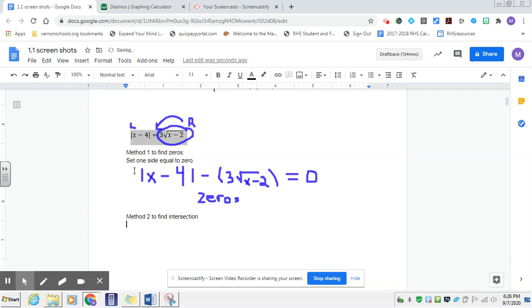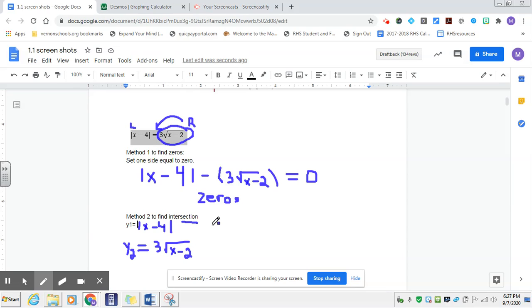So here I'm going to call y1 the left-hand side, and that would be the absolute value. I don't know how to do the absolute value in this Google Doc, so we're going to do it like this. y1 would be the absolute value of x minus 4. And y2, and we'll look at Desmos for this method as well, would be 3 times the square root of x minus 2. And again, as I said, the method is telling you what you would find.